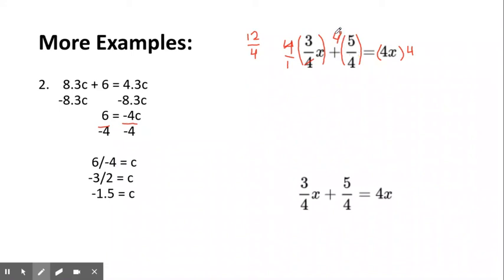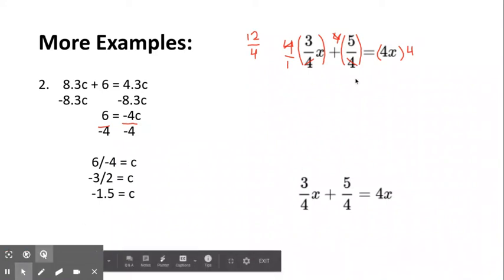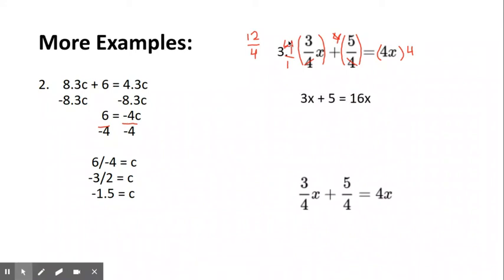Same thing over here. I'm multiplying by 4 to get those 4s to cancel. So here I am left with 5. And then this last part, you've got your 4x times 4. There's no fraction to cancel. So we're just going to go ahead and multiply this and say 4x times 4 gives us 16x. And so when you've done all that, it's going to look like this. Those 4s canceled out to give you 3x. Those 4s cancel out to give you a 5. And then the 4x times 4 gives you 16x.